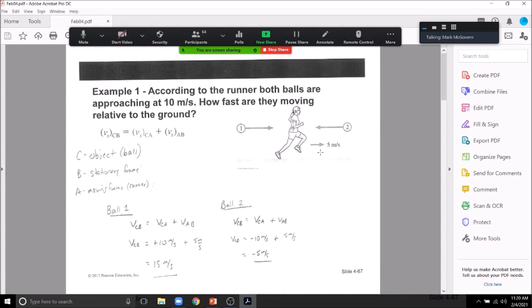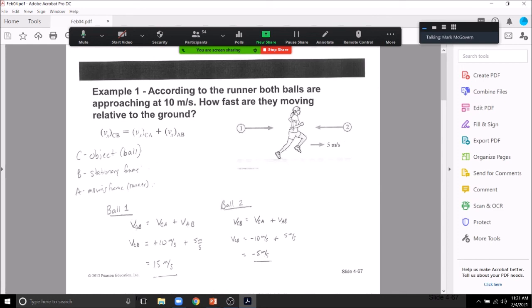So that means we know what V_CA is. We know the speed of the ball relative to the runner. So again, if you really clearly identify what is C, what is B, what is A: C is always your object. B is always a stationary frame. A is always the moving frame. Make sure you clearly identify that so you know what numbers to put where. Okay, now let's apply this to ball 1. Now, these are velocities, to be certain, so you need to put in appropriate positive and negative signs depending on which way things are going.